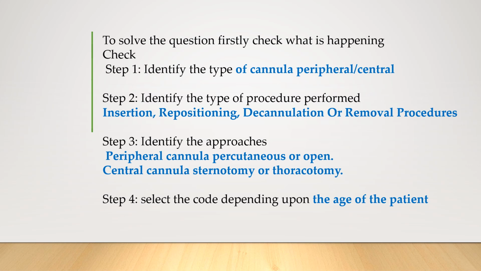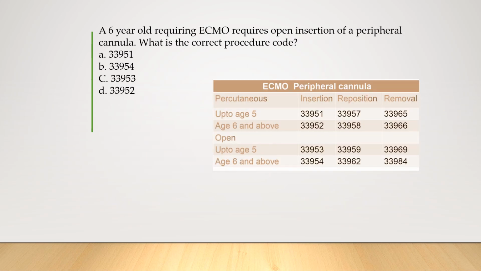So let us take certain examples so that you will understand this concept better. A 6-year-old requiring ECMO, open insertion of a peripheral cannula, what is the correct procedure code? And we have these options. So let us collect our data. This is ECMO and it is an open insertion. It is a peripheral cannula and the age of the patient is 6 years old.